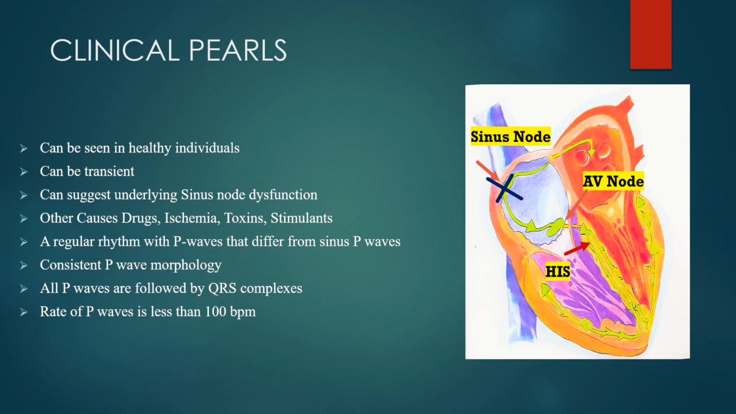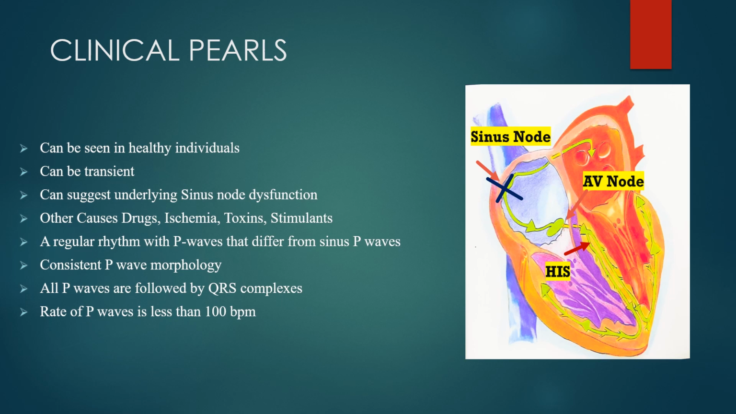On the other hand, we should also know that some pathologies like sinus node dysfunction can be a manifestation of this. So we need to dig out the history very well before proceeding further. These rhythms are usually transient, but in the case of pathologies, they usually persist. Other causes include drugs, ischemia, toxins, stimulants, and many others as well.